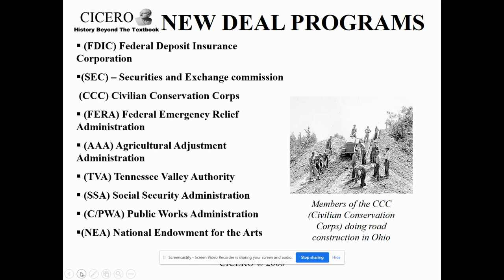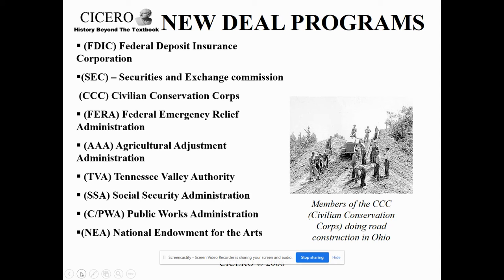The Tennessee Valley Authority was creating hydroelectricity projects in the Tennessee Valley. So they would dam up the rivers. They would obviously build power generation plants with turbines that were turned by water, and that's what created the electricity there. The SSA, Social Security Administration, I'm actually going to talk about that one last on the next slide.